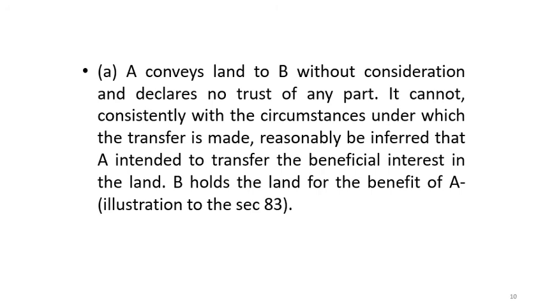It cannot, consistently with the circumstances under which the transfer is made, reasonably be inferred that he intended to transfer the beneficial interest. Then from the circumstances we can't say that he intended to transfer the beneficial interest to the transferee, then the transferee B holds the property for the benefit of the transferor. There's a constructive trust arising out of this illustration.